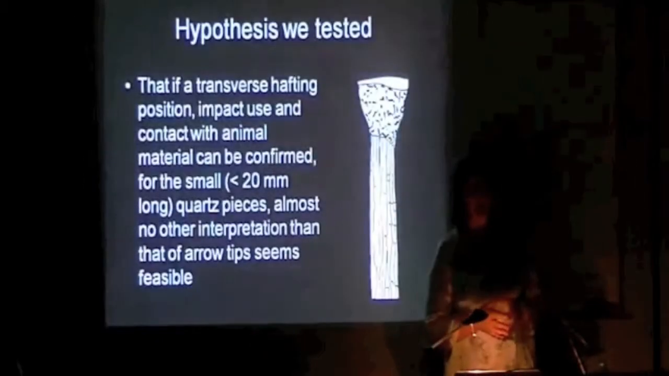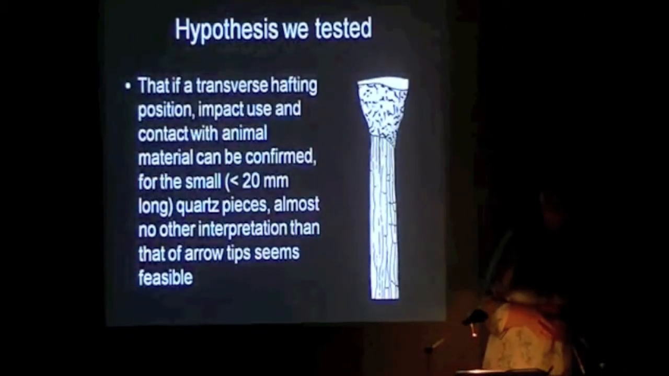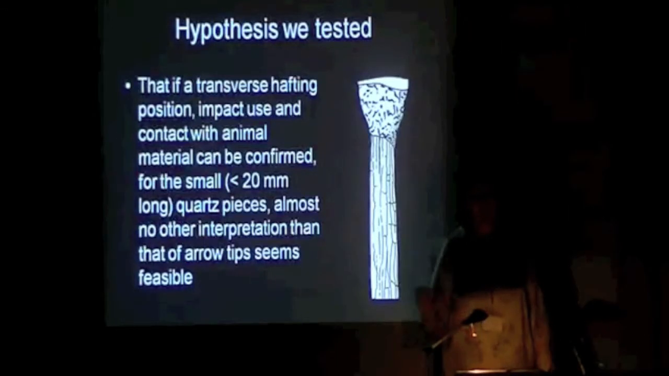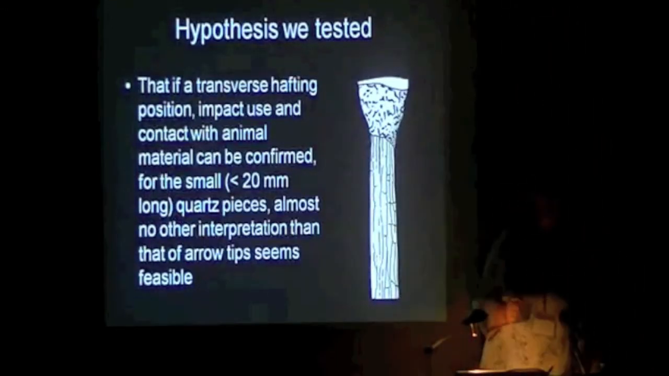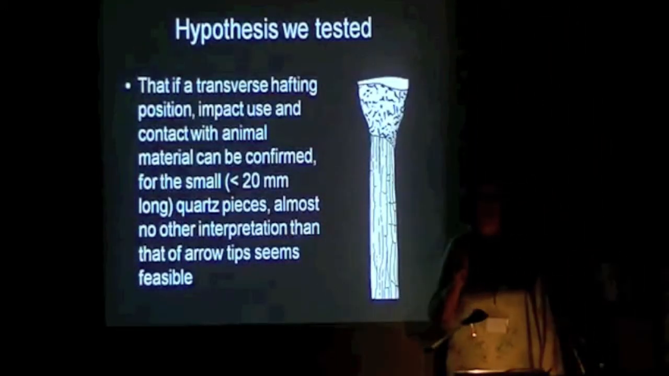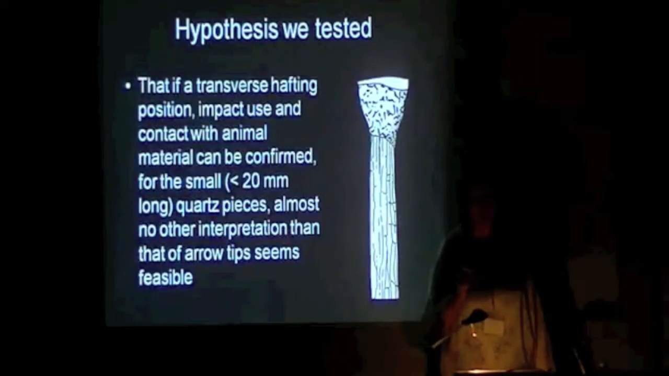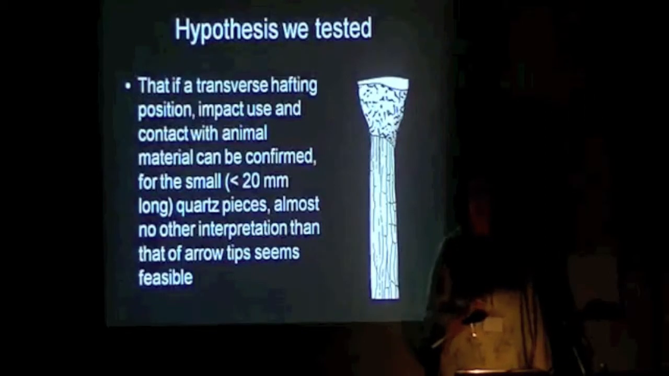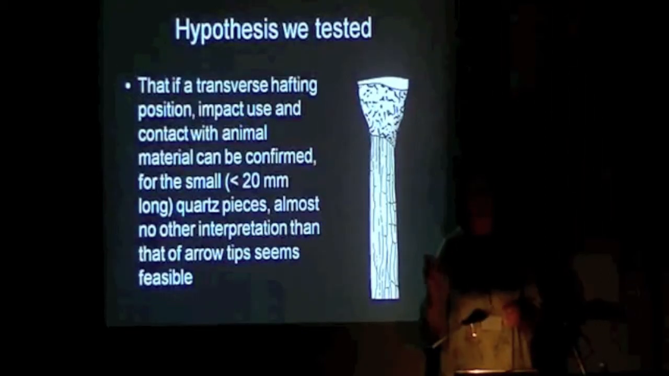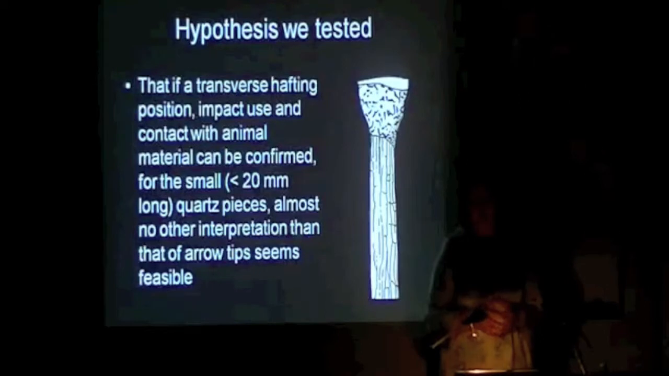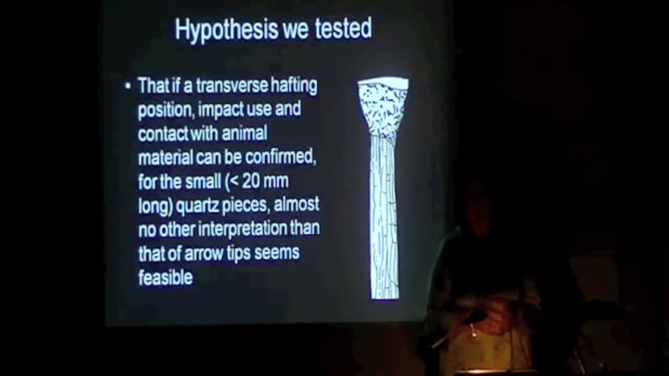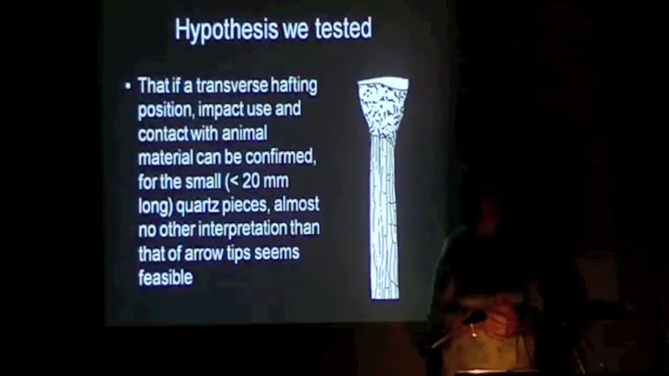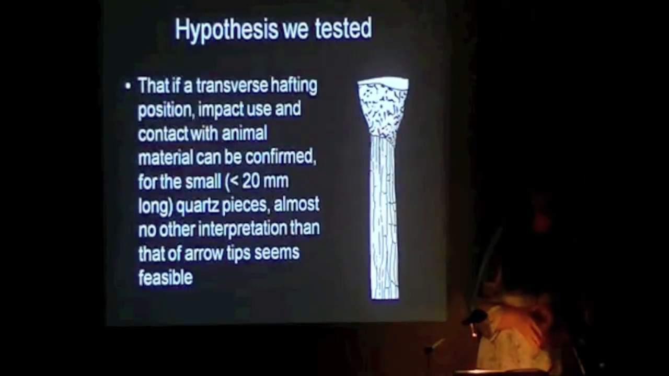But in the end, based on morphological work and ethnographic evidence, we needed to test the hypothesis that if a transverse hafting position, impact use, and contact with animal material can be confirmed on the very small quartz segments from Sibudu, there's almost no other interpretation than that being used as an arrow tip.